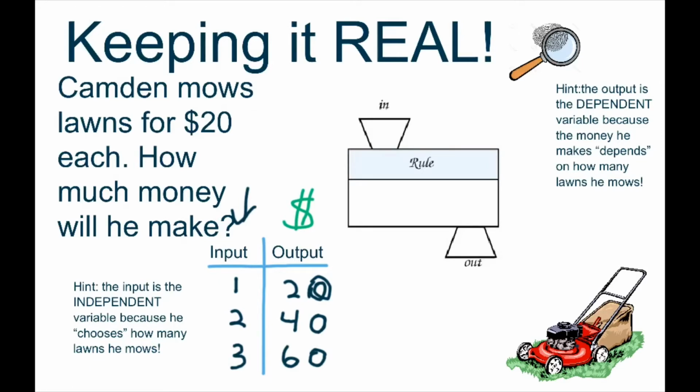The input has been all these independent choices of how many lawns he wants to mow. The output has been the money. What's happening every time? Think about it. It looks like if I look at the input and the output, I'm multiplying by 20 every single time. For every input I multiply by 20, I get the output. Boom. You didn't even know it, but when you were mowing lawns, you were doing functions.